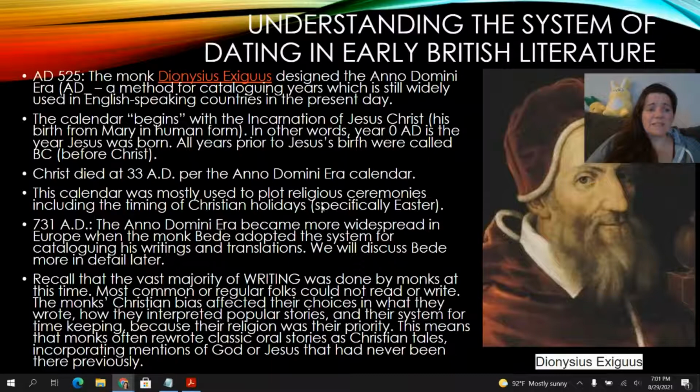The monks obviously were Christian, and they had a very Christian bias. Their bias affected their choices in what they wrote, how they interpreted popular stories, and their system for timekeeping, because the religion was their priority in their lives. That was the focal point of what they did. So this means that monks often rewrote classic oral stories as Christian tales, and we'll talk about that more when we talk about Beowulf next week, incorporating mentions of God or Jesus that had never actually been in the stories.